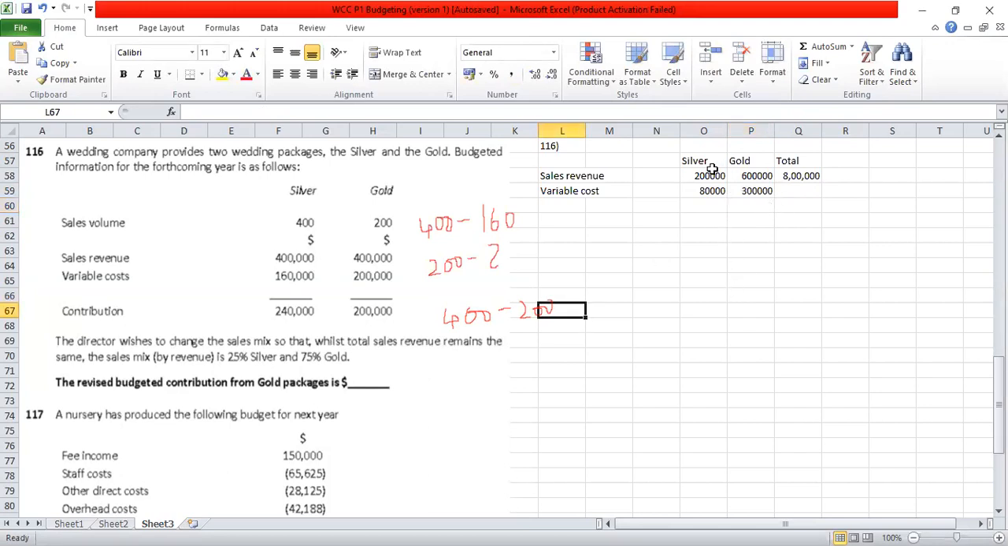Let's. I mean, what we have done is correct, but I will also show you another alternative. See, the proportion of the quantities are changing, but the total revenue would be the same, as is mentioned. As of now, sales volume is 400 and 200. That is how they are selling, and the total sales revenue is 400,000, 400,000. So what is the price per unit? What is the variable cost per unit is what we have to find out.